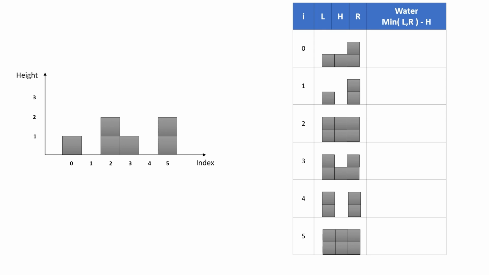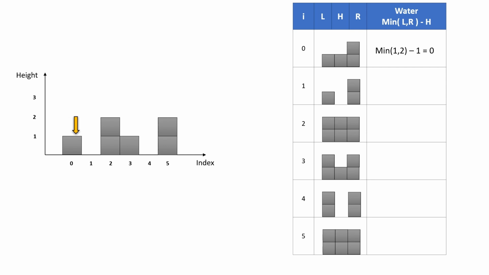Starting from index 0, you will note that our left maximum boundary was 1 and right maximum boundary was 2. The minimum deciding boundary would be our left one, as it is of 1 unit only. At index 0, that would be 1 minus 1, the height of our block. That would be totally 0. Now going one step further.